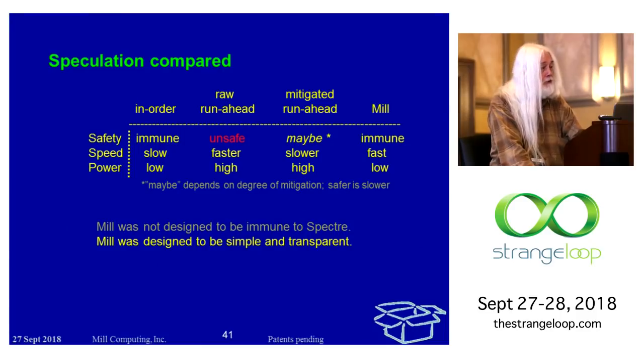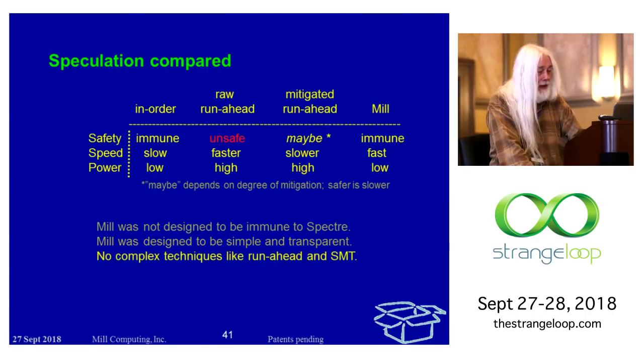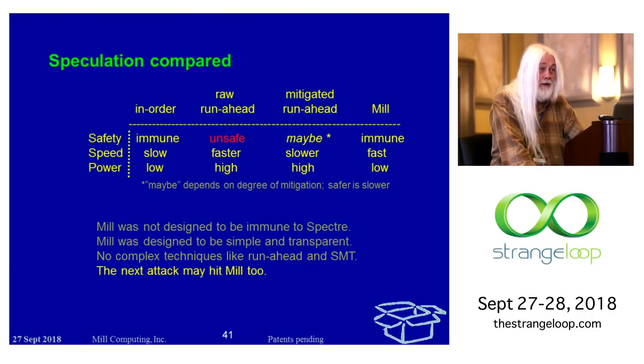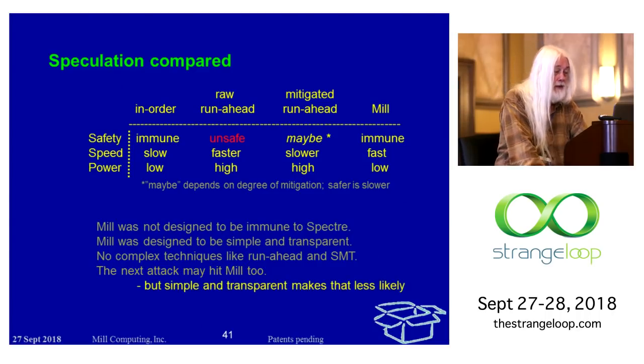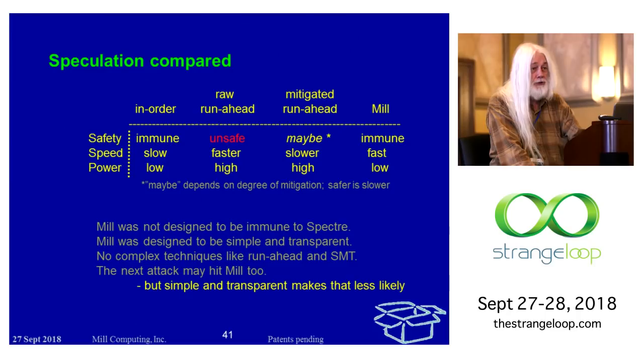Instead, the Mill design was to make it simple and transparent. I encourage you to take a look at some of our videos, and you'll see how we went about that and what the result was. We rejected out of hand complex techniques like SMT and run ahead. On the other hand, the next attack, and for sure there are more attacks out there, may hit the Mill too. We were just frankly lucky that we were immune to Spectre. On the other hand, being simple and transparent makes it less likely that we will be vulnerable to attacks. Complex tends to make holes.